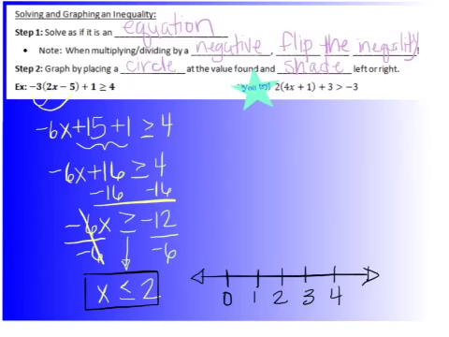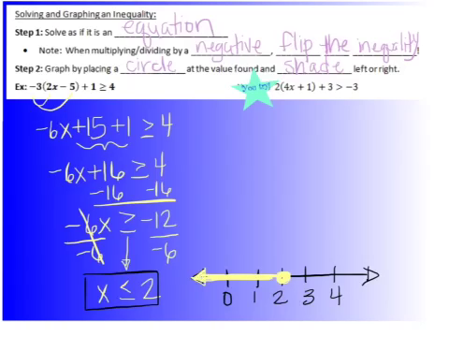I'm going to graph it by placing a circle at the value found. My circle's at 2. And I'm going to shade left to right. Well, x is less than or equal to 2. So since it's equal to it, I need to shade this in, first of all. And then since it's less than 2, I know 1 and 0 are less than 2, so I'm going to shade to my left.